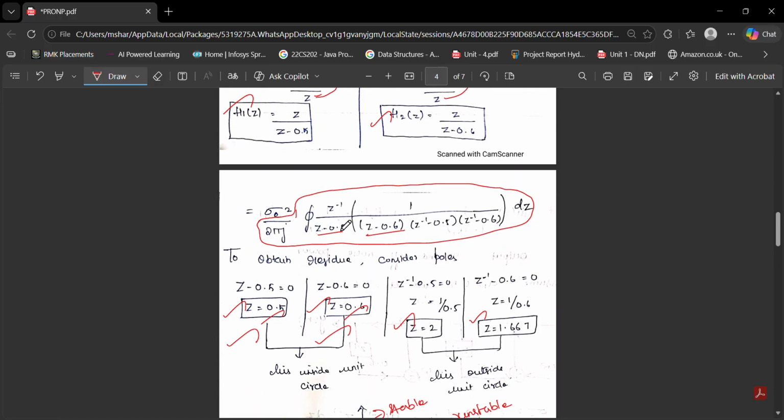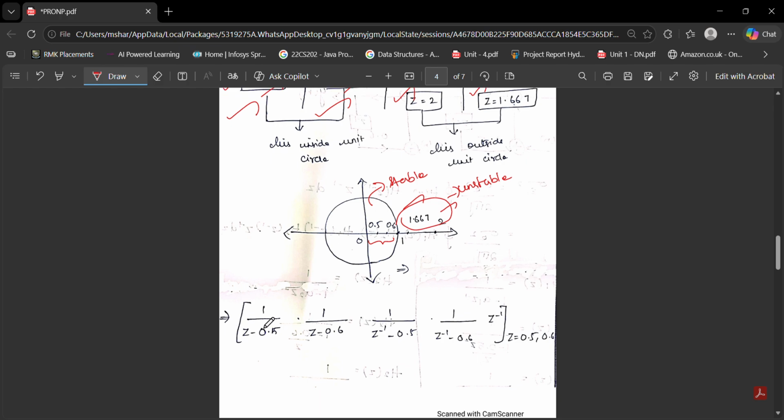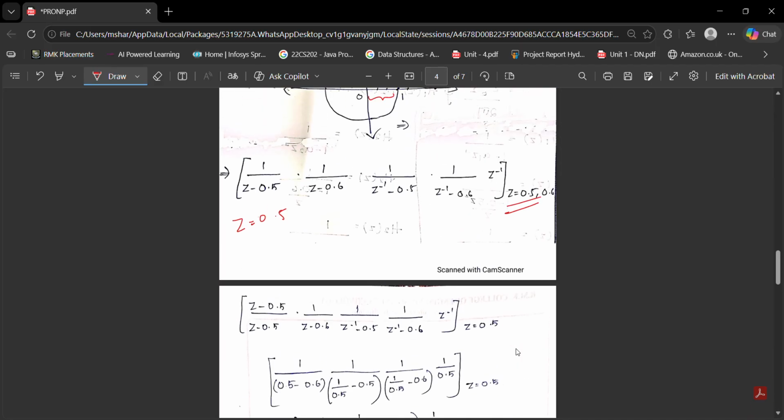So now for this, 1 by z minus 0.5, 1 by z minus 0.6, 1 by z inverse minus 0.5, 1 by z inverse minus 0.6 into z inverse, we will have two poles, z is equal to 0.5 and z is equal to 0.6. Now we will be substituting z is equal to 0.5 here. That is, we will be calculating the residue at z is equal to 0.5.